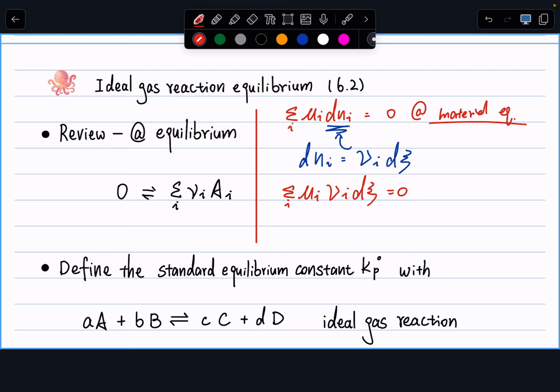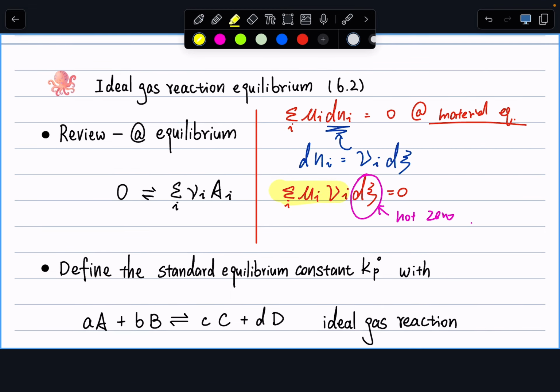And what else do we know? We know that this infinitesimal change of your reaction extent can never be 0, right? Even at equilibrium, you still have infinitesimal movement of your reactants and products. So effectively, what we derived before when we talked about reaction equilibrium is that this term, my mu i times my stoichiometric coefficient, must add up to be 0.